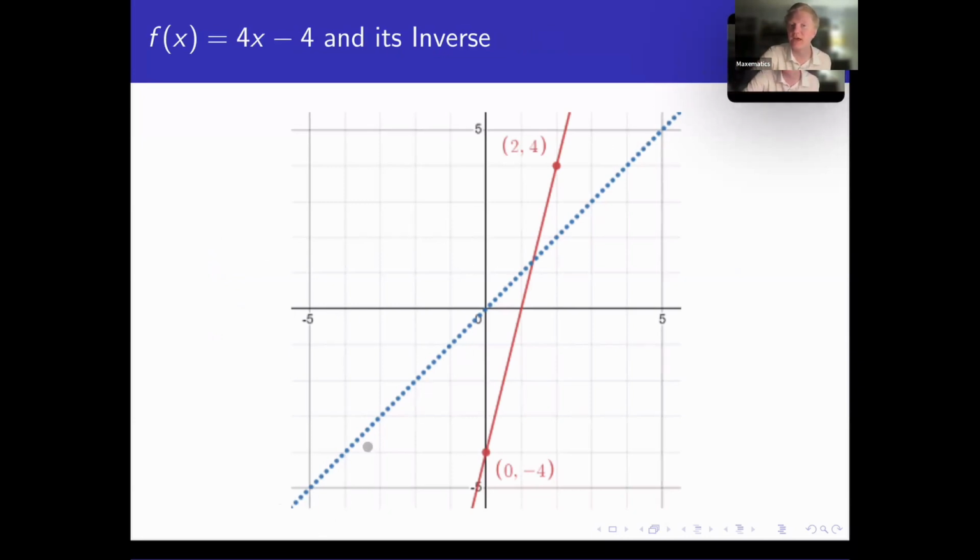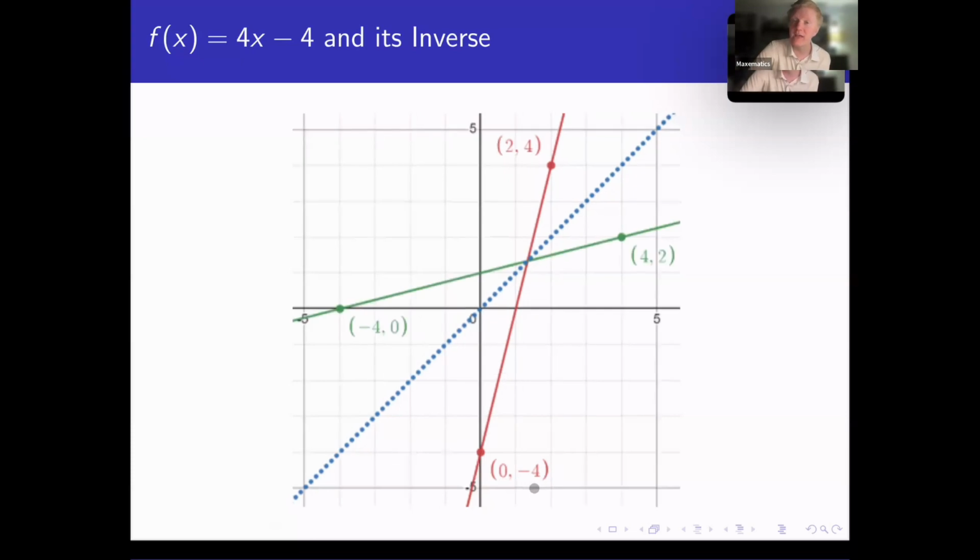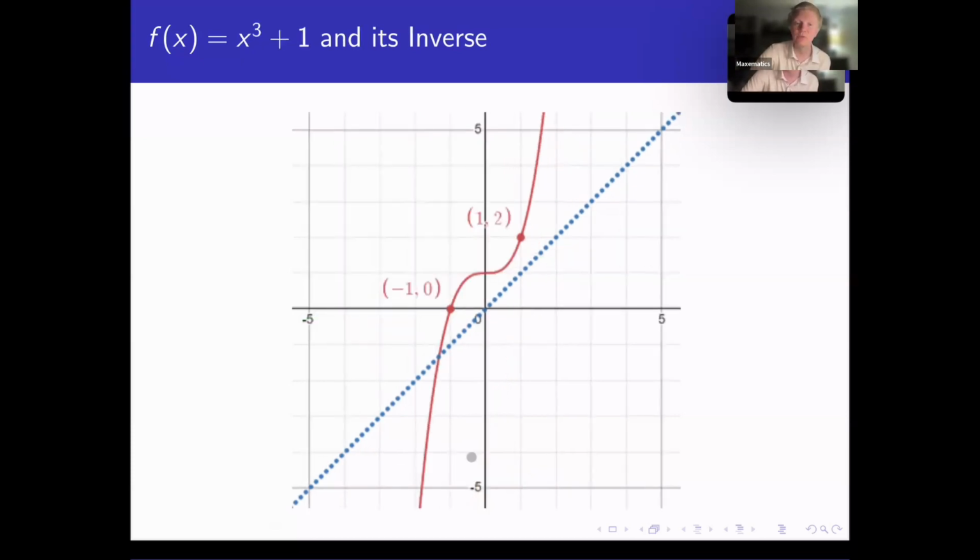So how we do that is take all the x's, make them y's, make all the y's the x's, or in other words, just flop the coordinates. (2, 4) will become (4, 2). (0, -4) will become (-4, 0). And there is the graph with its inverse. x cubed plus 1, switch all the coordinates. (-1, 0) becomes (0, -1). (1, 2) becomes (2, 1).